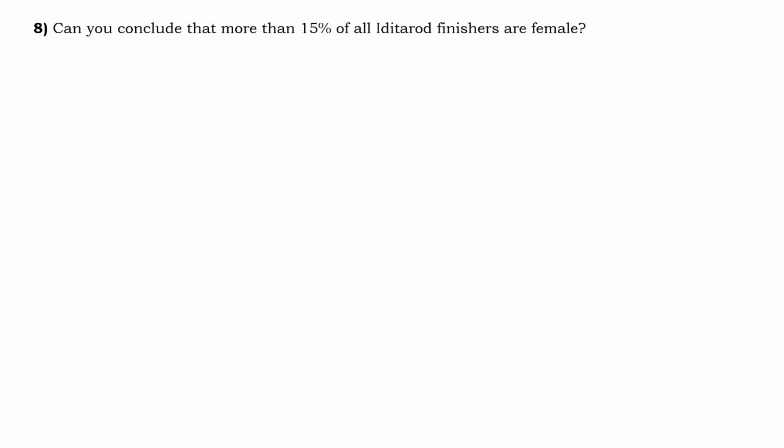So for the 8th example, for this problem, we are to determine if we can say that more than 15% of all Iditarod finishers are female. First, we have to come up with our hypotheses. So what are we trying to decide the truth about? We're trying to decide if something is more than 15%. So the percentage is what's in question. Percentages are directly related to proportions. Percentage and proportions are always the percentage or proportion that fall into some category. Here, the category is finishers that are female.